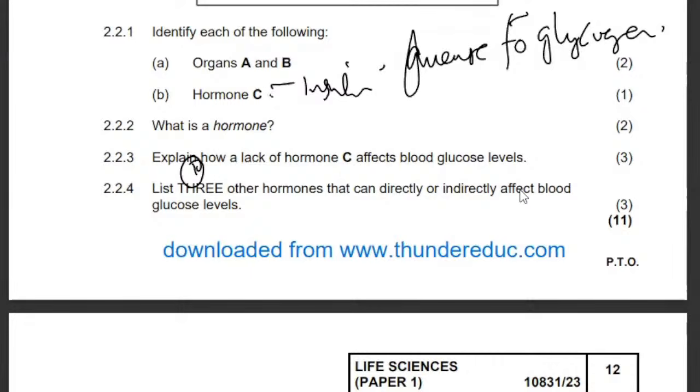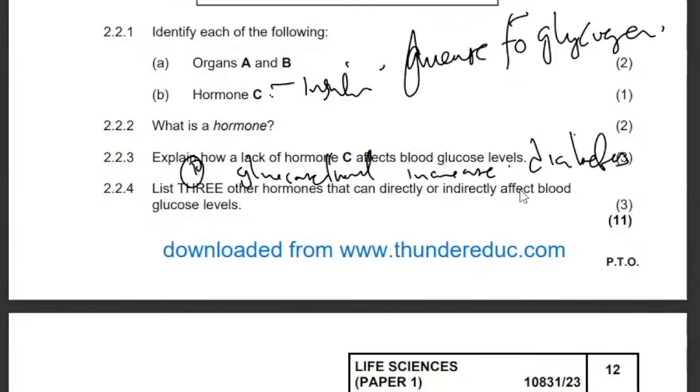If it was not identified here, then you identifying hormone C, that is insulin, you'd have got a mark. But because they have already said what hormone C is, you don't get a mark for identifying that hormone. So meaning that basically the glucose level will increase. Let me just write it slowly, will increase. And once they increase, then automatically you will suffer from diabetes mellitus.